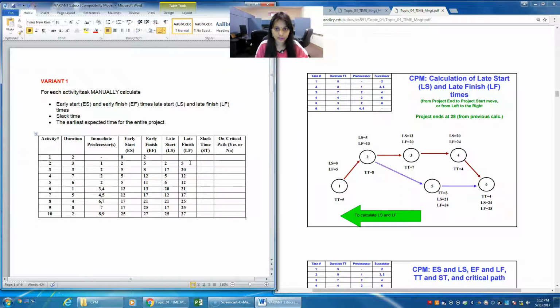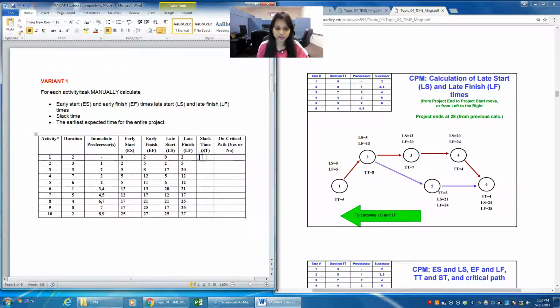And for 2, the predecessor is nothing but 1. So we need to pass this late start value of 2 to the late finish value of 1. So that's 2. And subtract it with the duration, you should arrive at 0. So if you're not arriving with 0 here, then you must have computed some value wrong. So please recheck when you're entering your late start, late finish, and early start and early finish. With activity 1, again the late start should be 0.